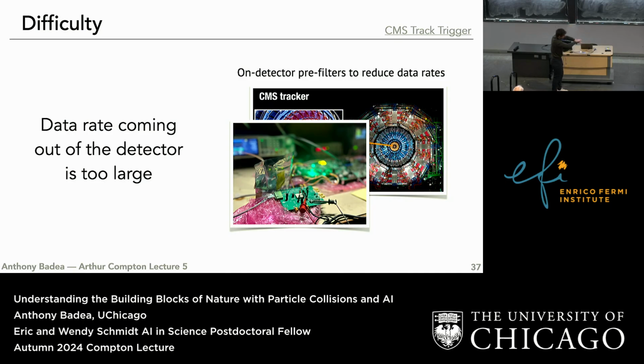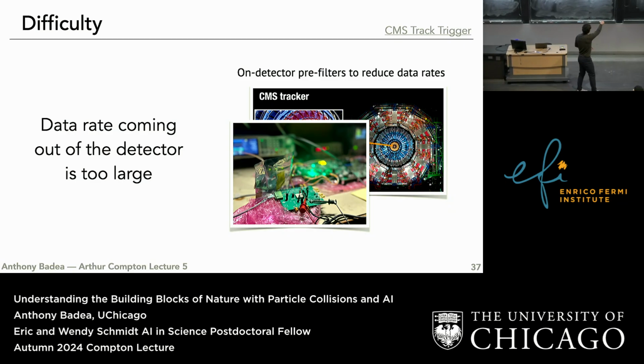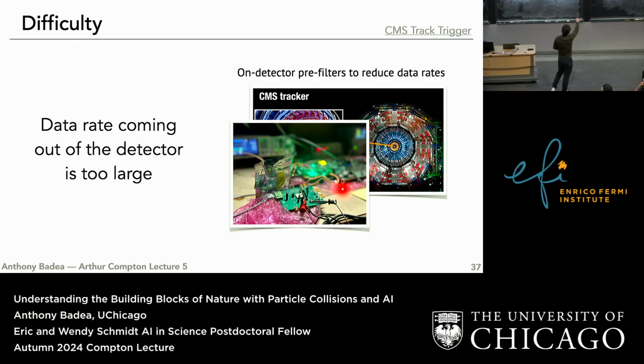So they just have layers like this, particle comes through, you see hits on both. If there's hits on both, you save it. If there's not hits on both, you throw it away. There's even newer ideas, and this is actually the thing that I work a lot on at Fermilab.